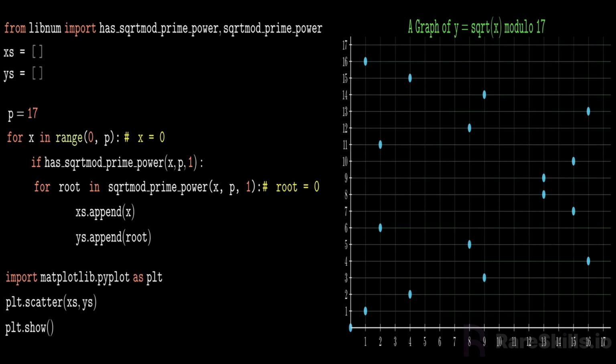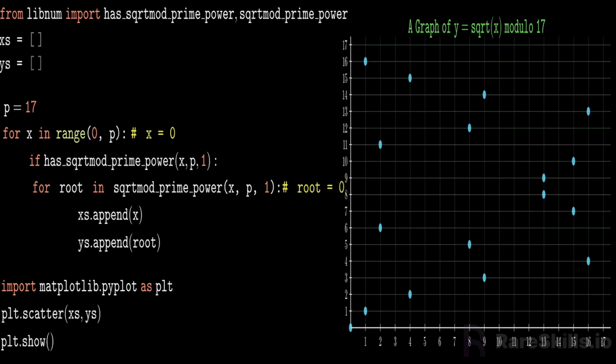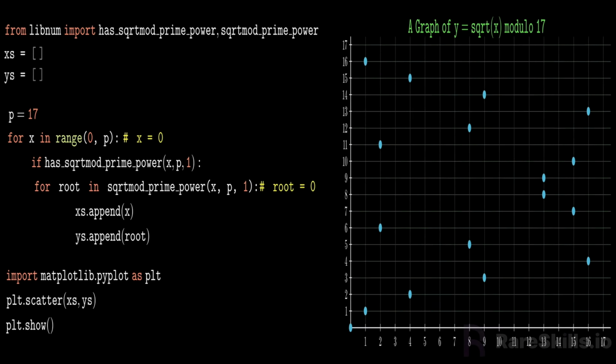On the left-hand side, we have the code for generating the graph of y is equal to the square root of x modulo 17, and on the right-hand side, we have the graph. And you can see in the code that we have introduced another library for plotting graphs in Python. This library is called matplotlib, and you can install it using the same process we use for the installation of the libnum library. Let's look at what this is doing.